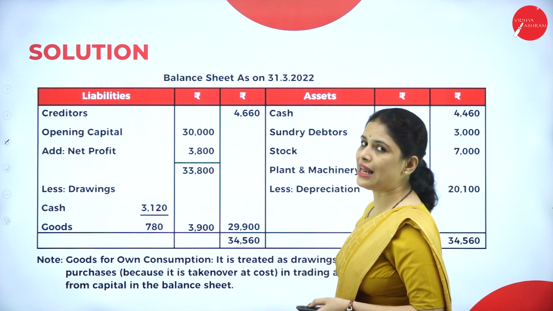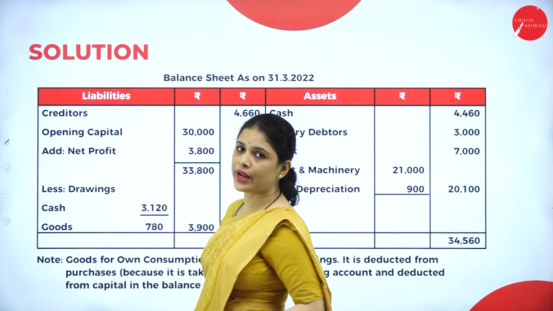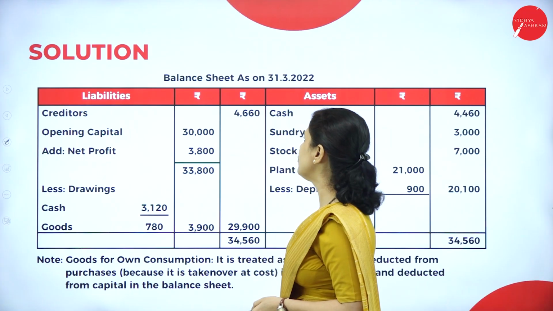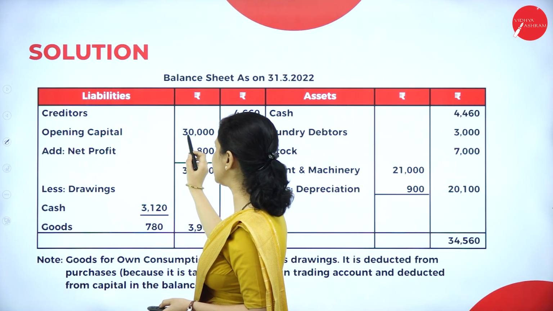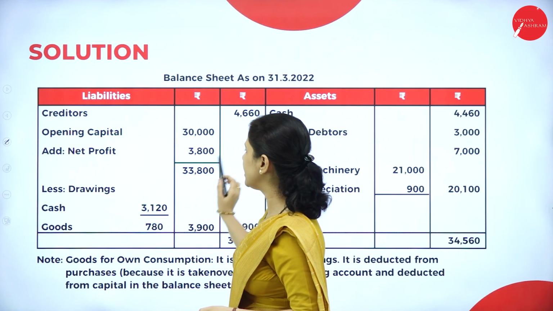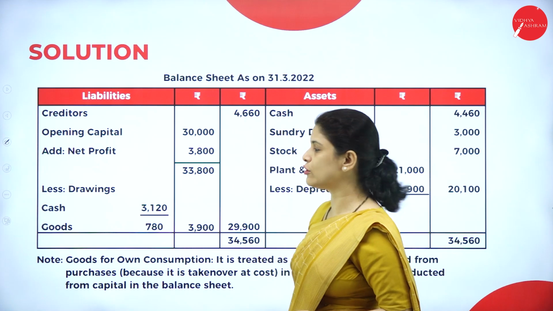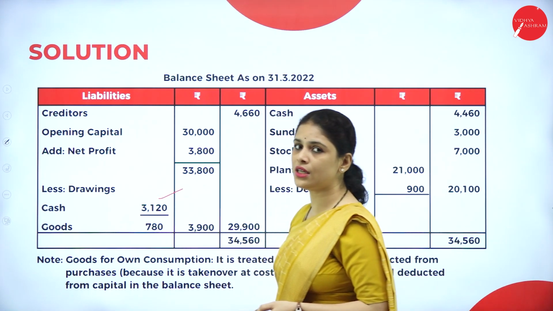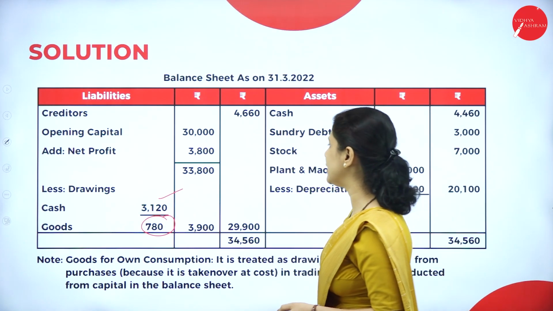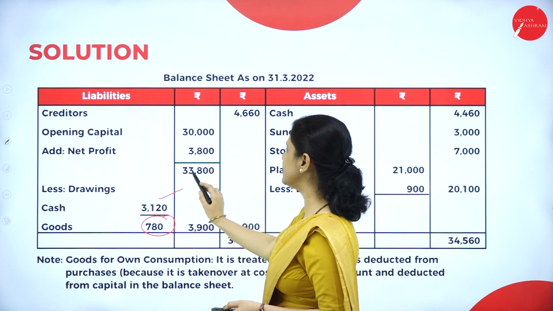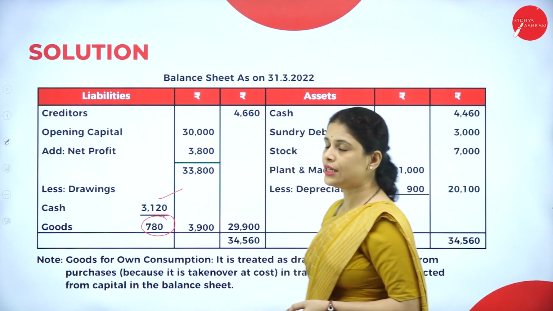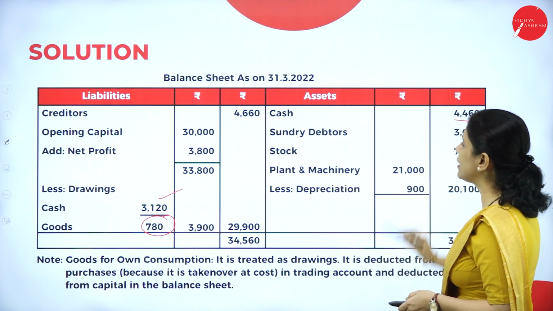Now let us see the balance sheet. What all items do we have to write? Liabilities and assets. Creditors given, how much is that? 4,660. Opening capital is 30,000. Net profit we calculated in the profit and loss account, 3,800. From that we have to deduct the drawings. One is cash drawings, 3,120, and goods withdrawn for personal use, 780. So it will be 3,900. 33,800 minus 3,900 is 29,900.